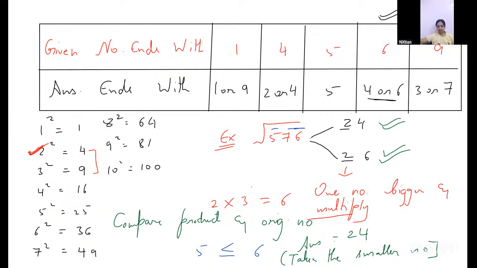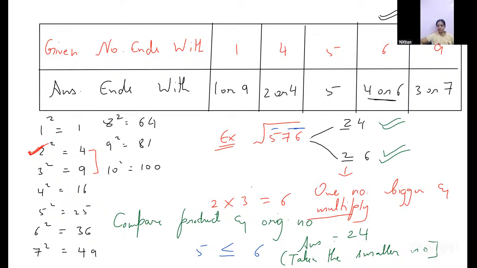Then we have to multiply 2 by 3, because we have to multiply the 2 which we got by the next number. So it equals 6. If the answer is bigger than 5, meaning bigger than our number that we got before, then we have to take the smaller one. But if it is smaller, then we have to take the bigger one. That's why we took 24.